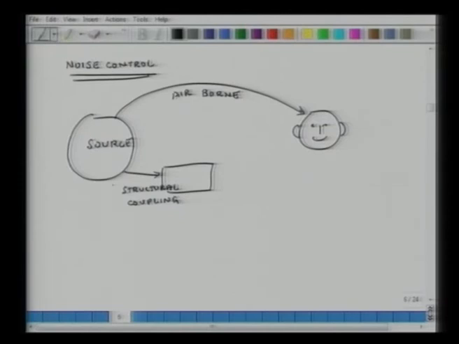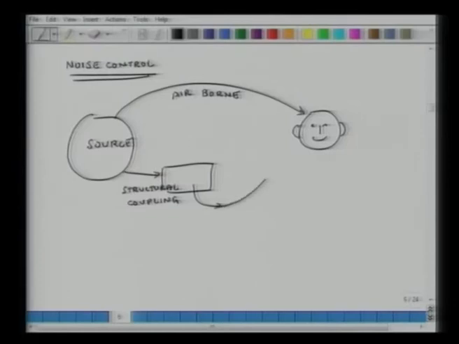And two structures are coupled. One is not generating a lot of noise in decibel levels, but it is generating a sufficient amount of vibrations to excite resonances in some other physically coupled structure. So this one goes into resonance and emits sound, and that sound reaches the human ear, right? So structure to ear. So that is the other path.